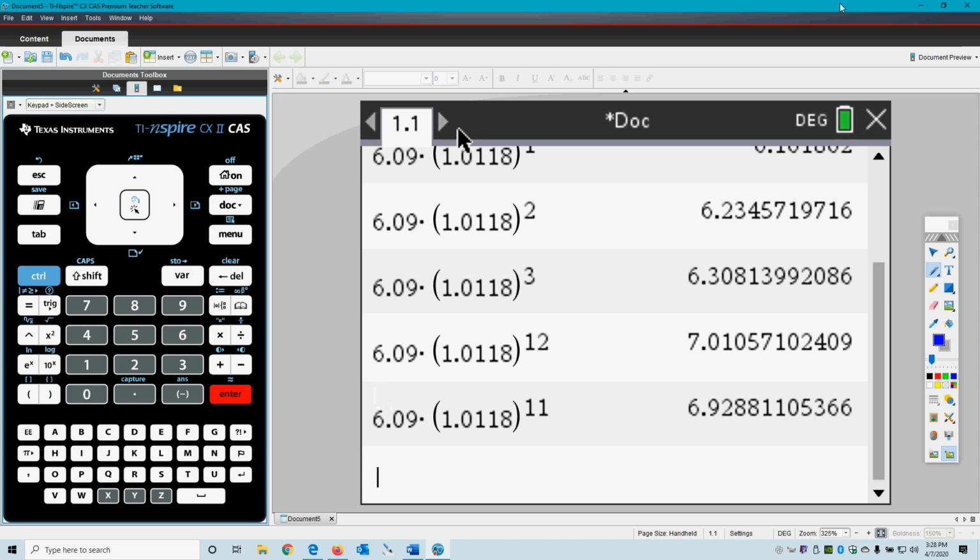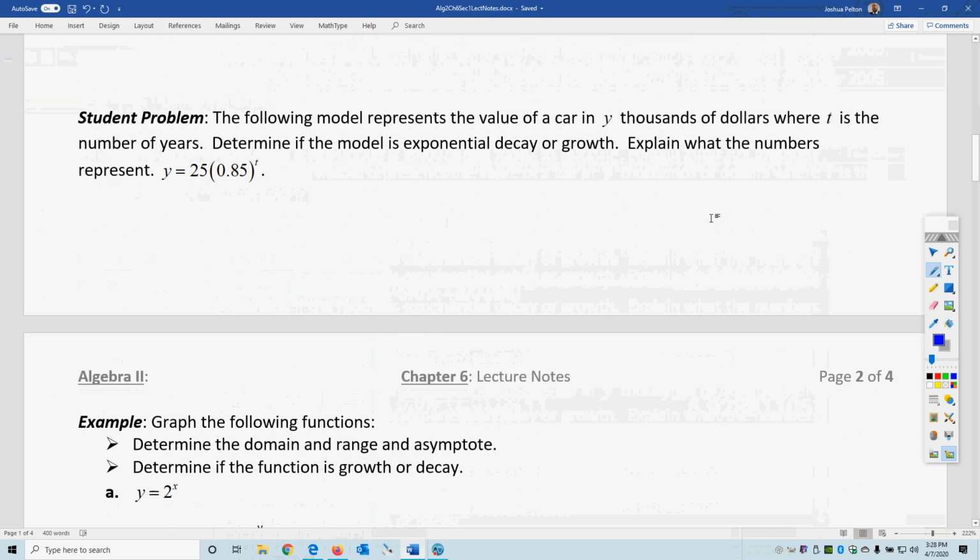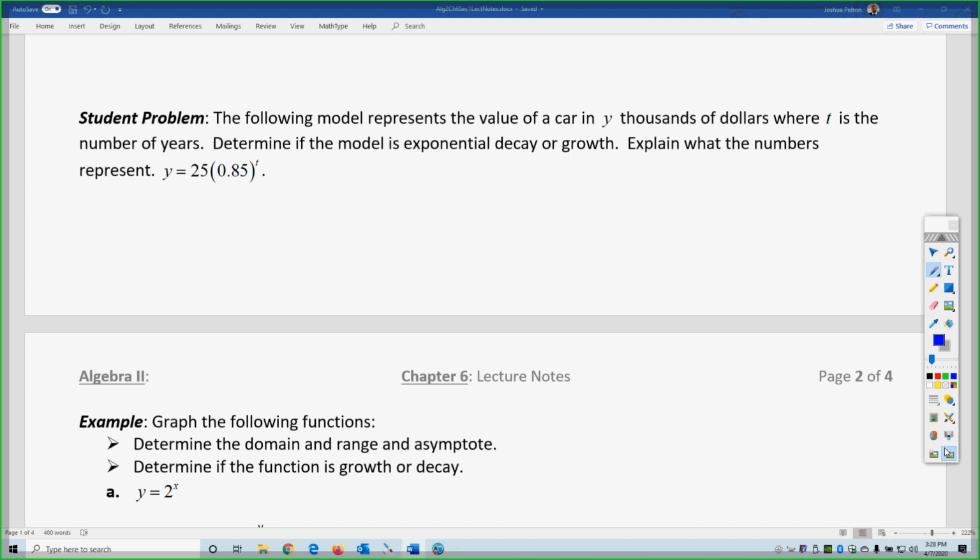Okay, so let's go to the student problem. Pause the video, try it for yourself. So how do you read the actual problem? So this is your starting amount called the principal. Okay, so this is $25,000 is the principal amount, which is the starting amount basically, right?